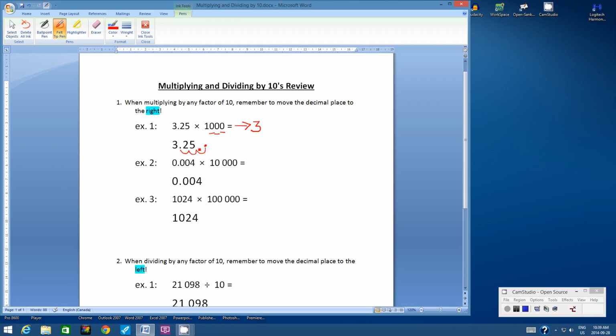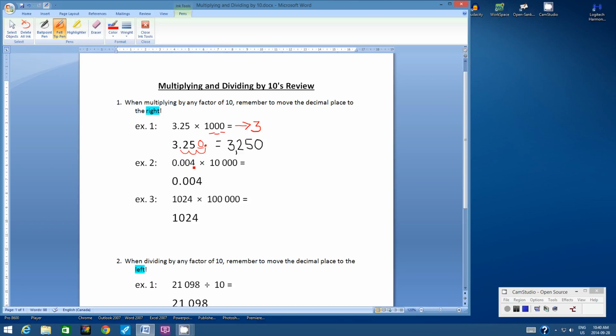Now, we have an open place value here that we have to fill, so we're going to fill it with the number 0. So when we rewrite our answer, 3.25 times 1,000, we go left to right, we write in the 3, the 2, the 5, and the 0, and we see that this answer is actually 3,250.